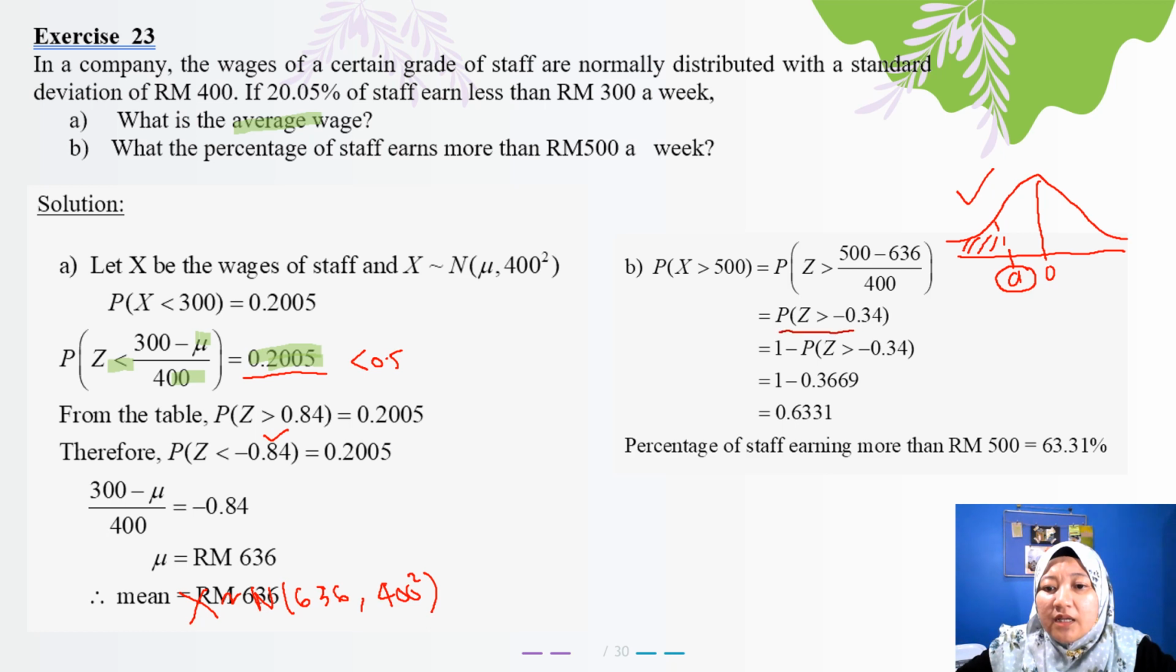It says greater than negative 0.34. Negative. So, 0, negative 0.34. Greater than here.